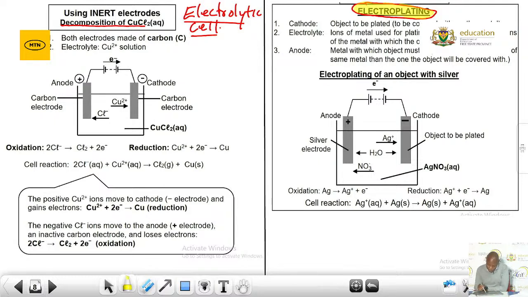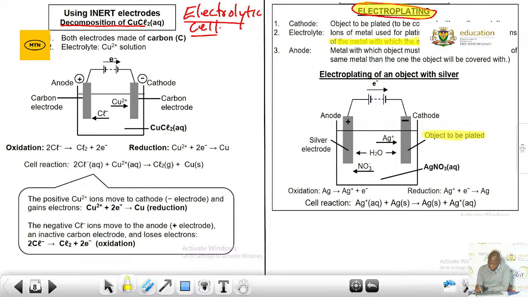So it says here, the cathode is the object to be plated. So it basically says the object to be plated will be on our cathode. Then it basically says the electrolyte contains ions of the plating metal. The solution contains ions of the metal which the object will be covered with.